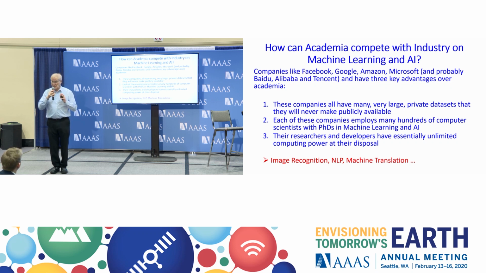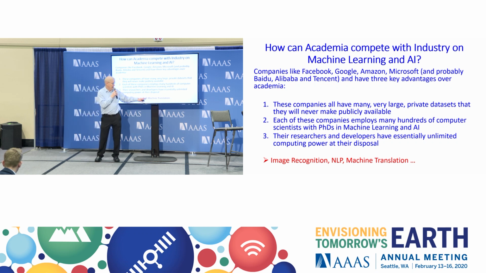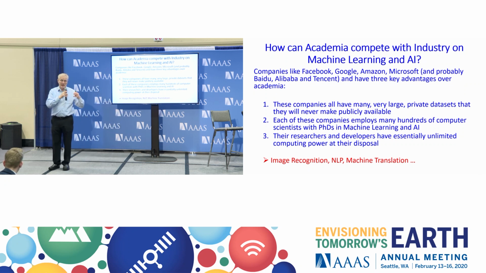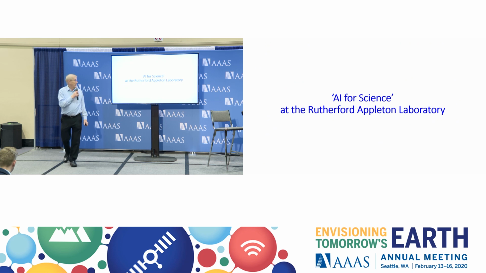And so the IT companies are pursuing commercial opportunities, for example, image recognition for autonomous vehicles, facial recognition, these things. For image recognition, unless you have a particular angle, it's very difficult for academia to compete. And similarly, deep learning methods have transformed natural language processing and machine translation. And they obviously have commercial interests. So again, unless academia has some particular niche area, I think there's no point in trying to compete in these areas. Which brings us to AI for science.